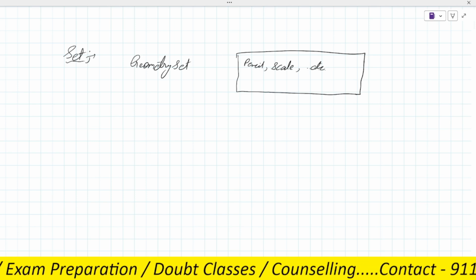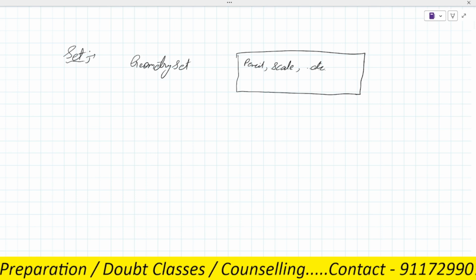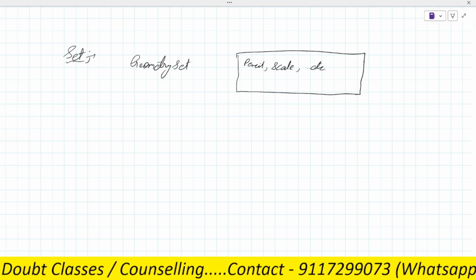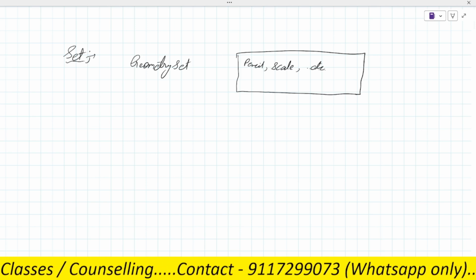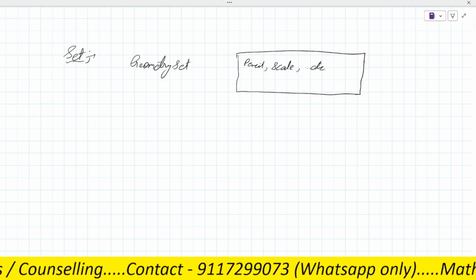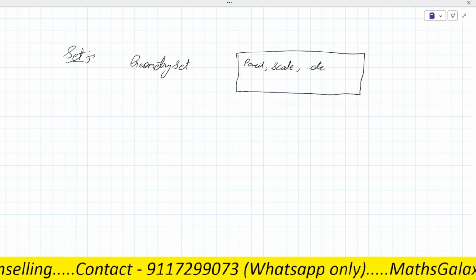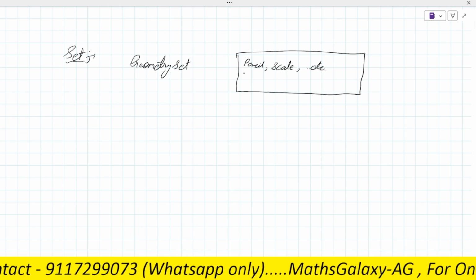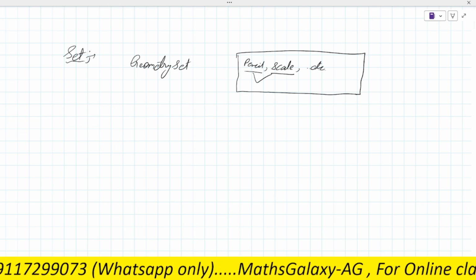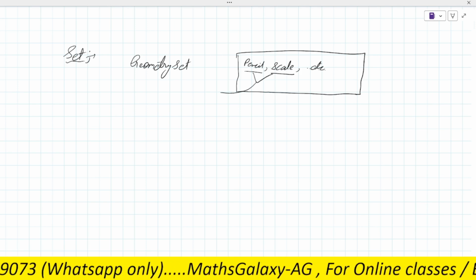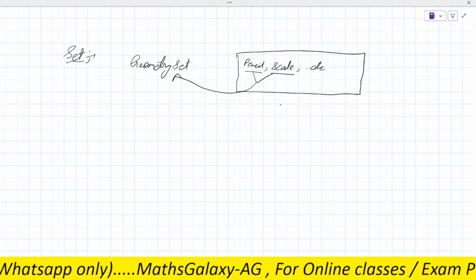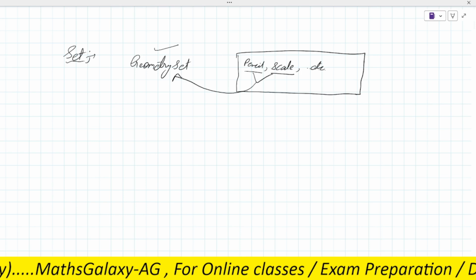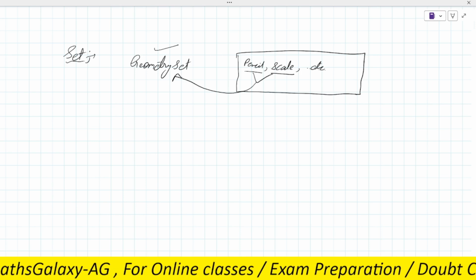So a box which contains well defined objects, or particular objects. All the tools are related with the same field, the geometry field. So this box or this set is known as a geometry set. Is it clear?